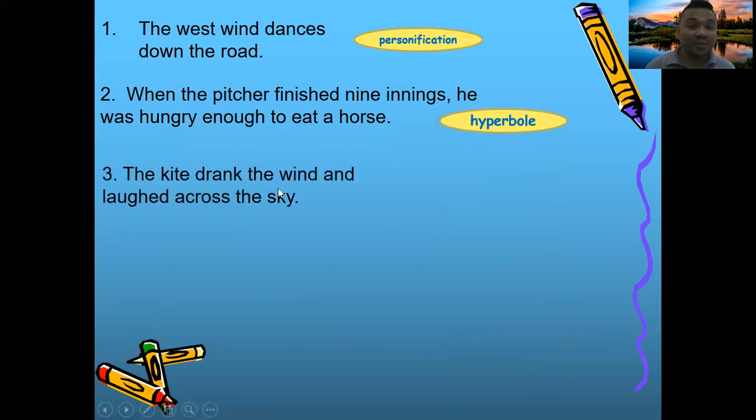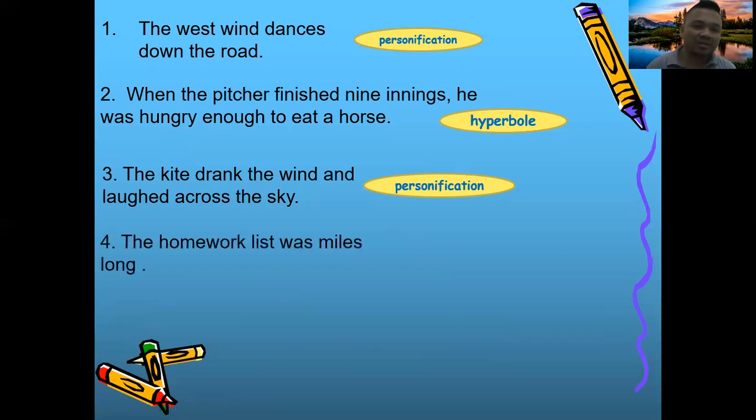Next one. The kite drank the wind and laughed across the sky. The kite drank the wind. Personification or hyperbole? Type in your answer. It's personification. The kite drank the wind. We're giving the human attribute to the kite, to drink the wind. This is personification.